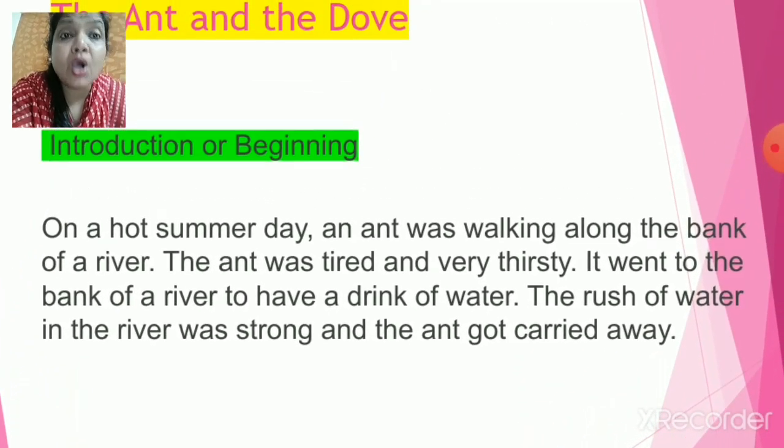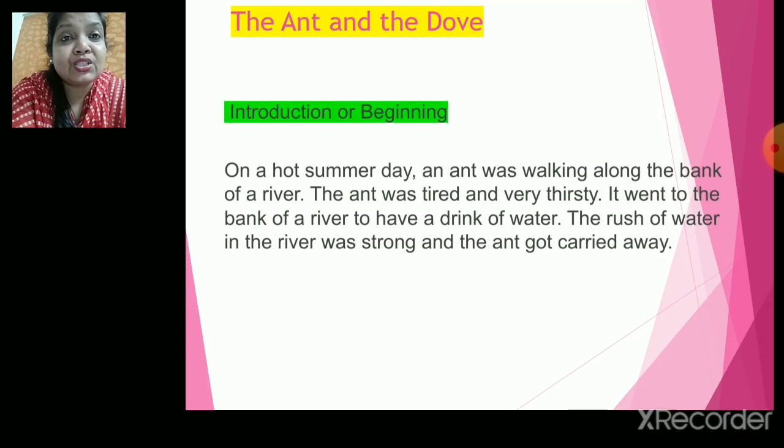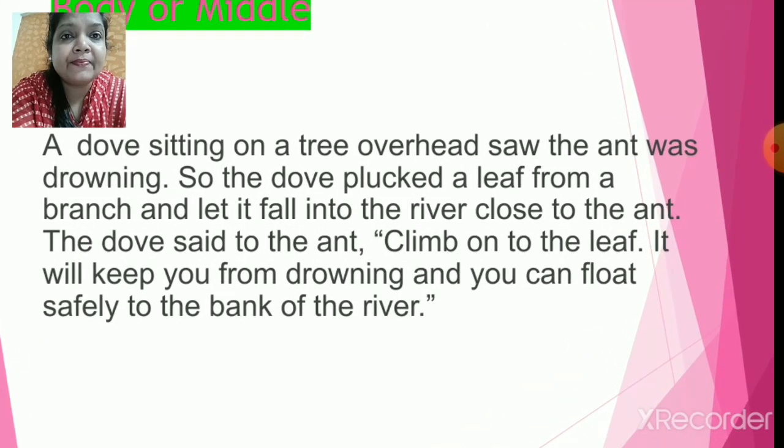On a hot summer day, an ant was walking along the bank of a river. The ant was tired and very thirsty. It went to the bank of a river to have a drink of water. The rush of water in the river was strong and the ant got carried away. So now let us come to the middle part.